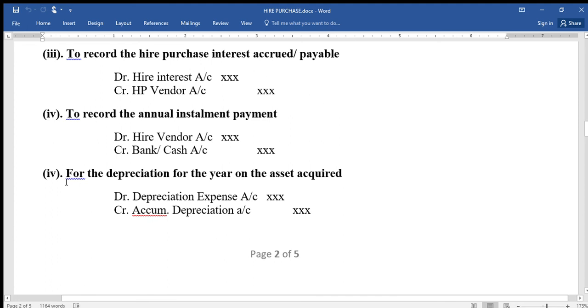Then fifth, depreciation for the year on the asset acquired. In normal accounting, when depreciation occurs, we debit the depreciation expense account and we credit the accumulated depreciation account.